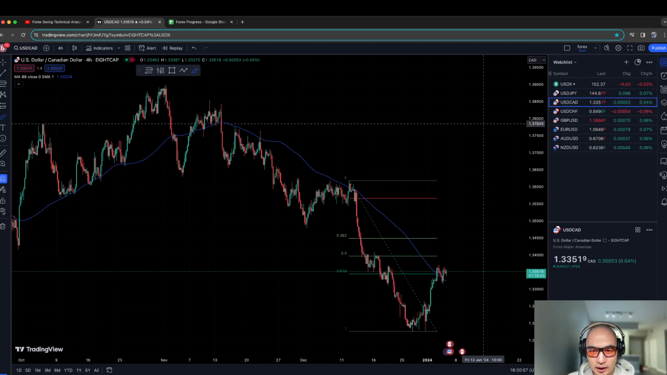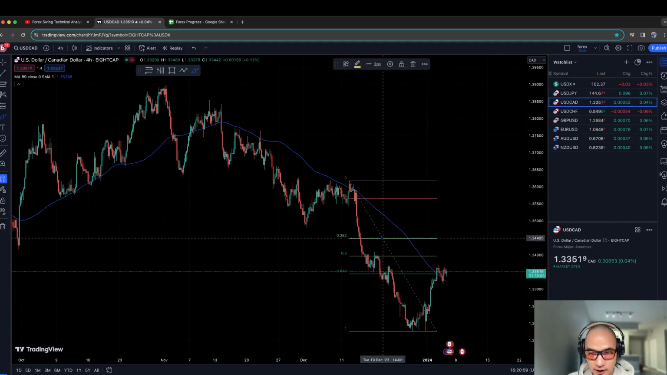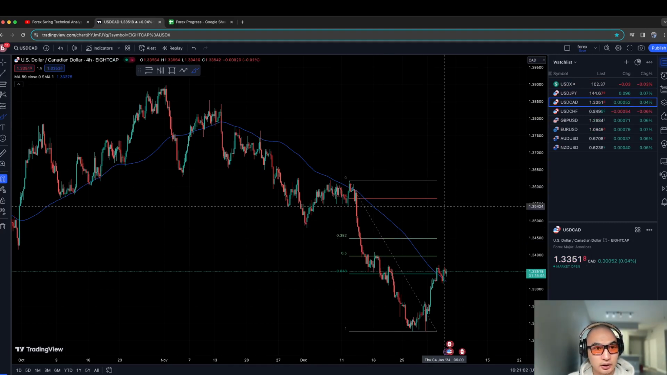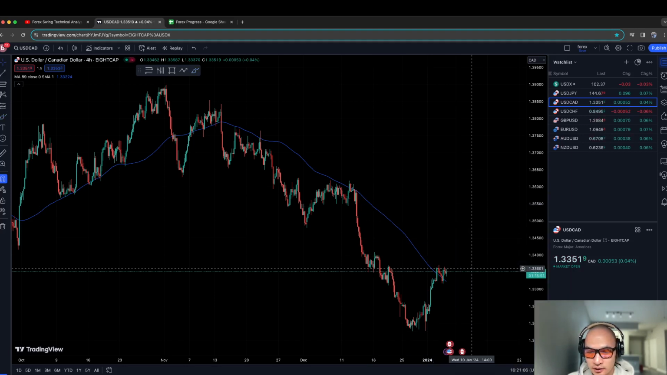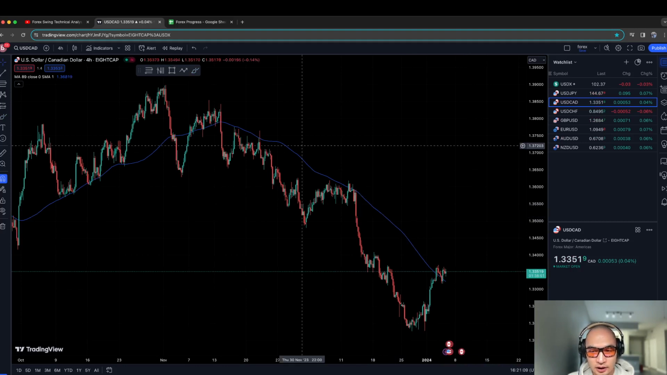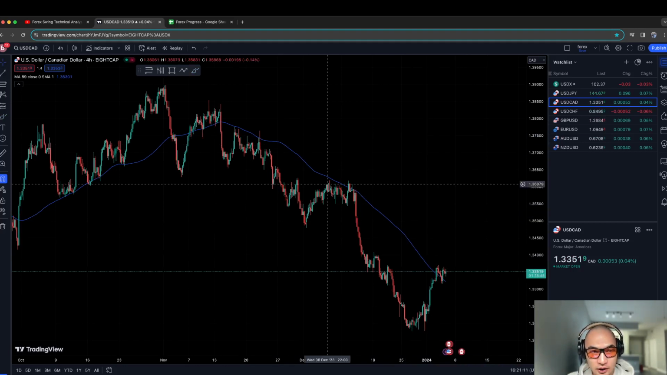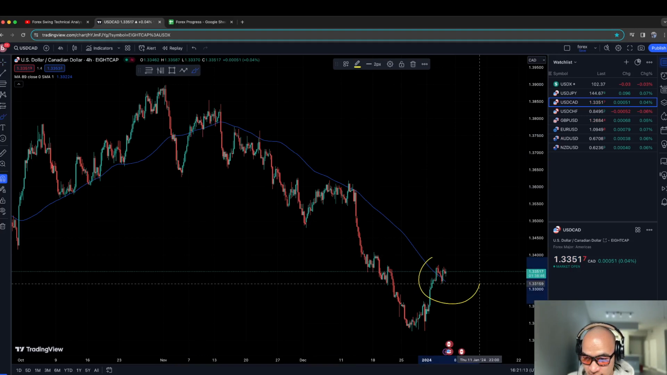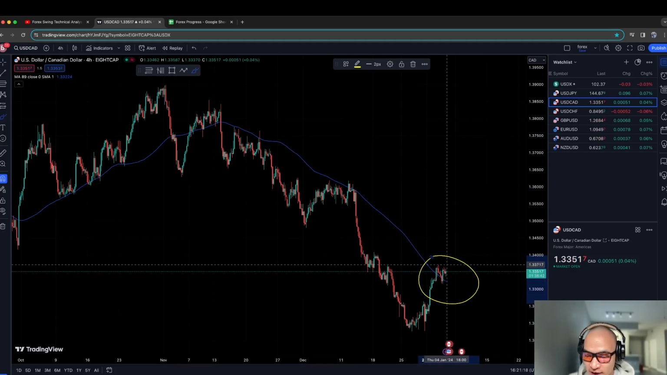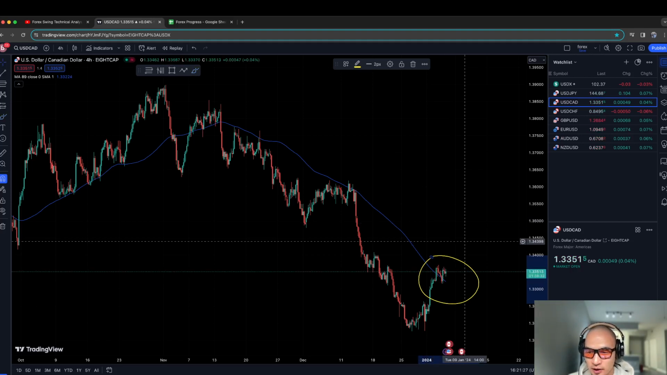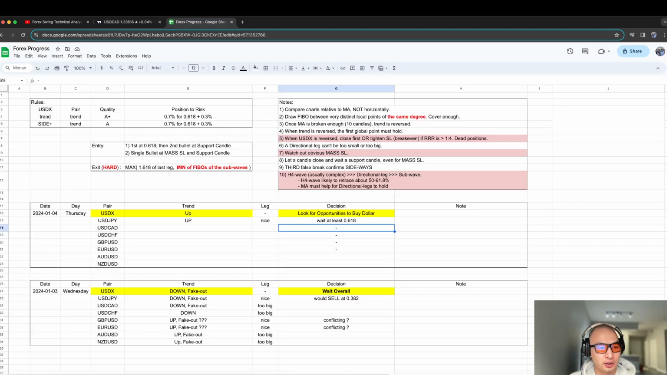Okay, continuing, let's take a look at USD Canada dollar, and overall the trend has been up. Here in this area, we don't have 10 candles closing above the moving average. So technically it is still considered that the trend is down. It's just that the market is faking out. So that's what we're going to put here.